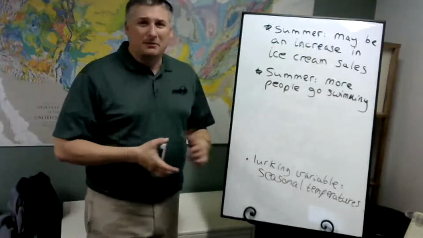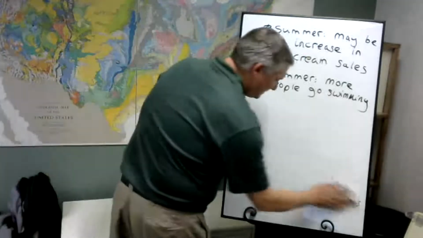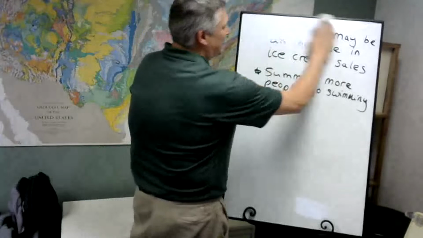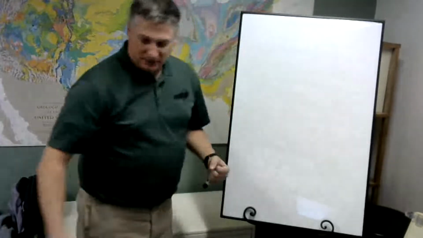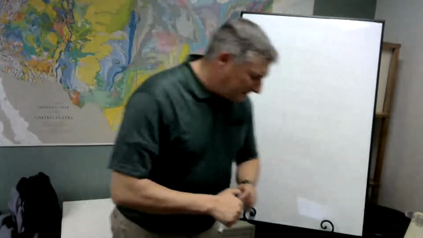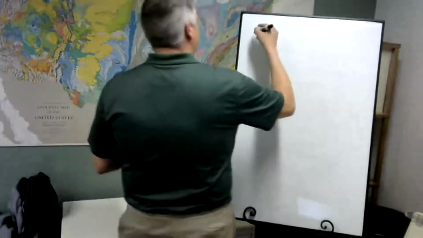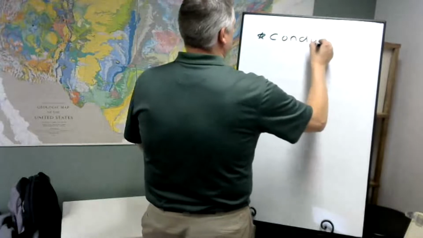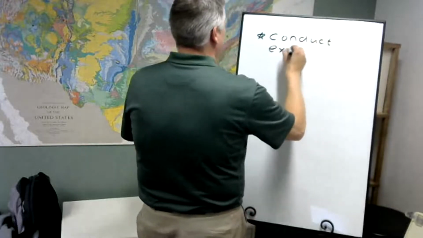So what do we do about this lurking variable? Well, and this again would be sort of a hazard of an observational study. Now, can we do something about the weather getting warm in the summertime? Well, no, we really can't. At least not yet. And should we? I'll let you think about that. There is something we could probably do. We can conduct an experiment.